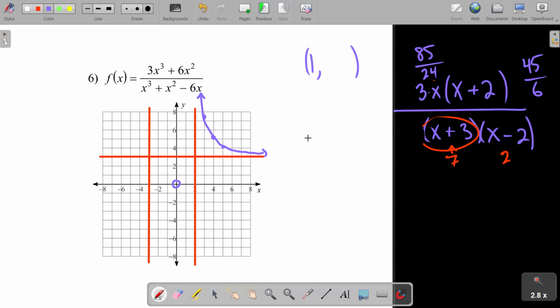If we do 1, you just want to be fast with your basic math. So 3 times 1 is 3, 1 plus 2 is 3, 3 times 3 is 9, and then the bottom is 4 times -1, which is -4. And that's going to come out to -2.25. So I can go to 1 and graph the point -2.25, which is right about here.